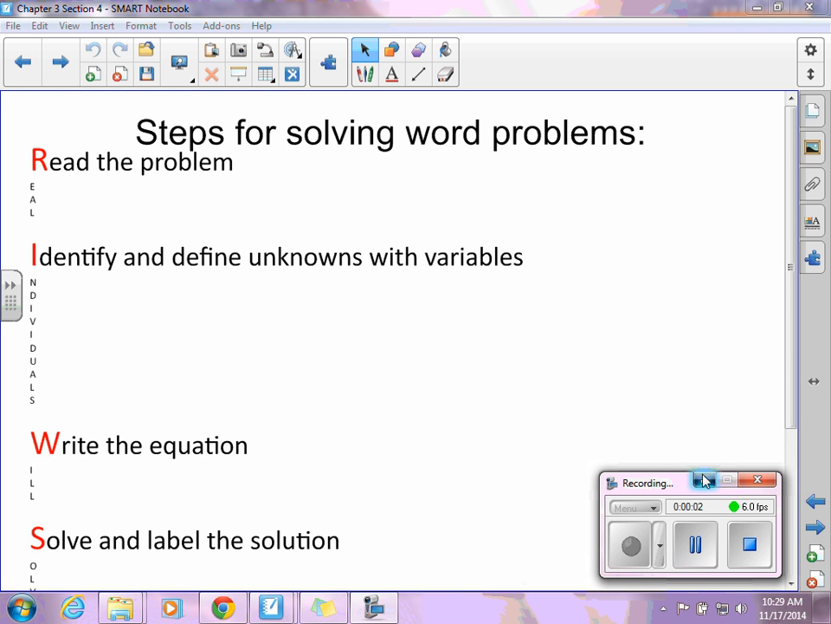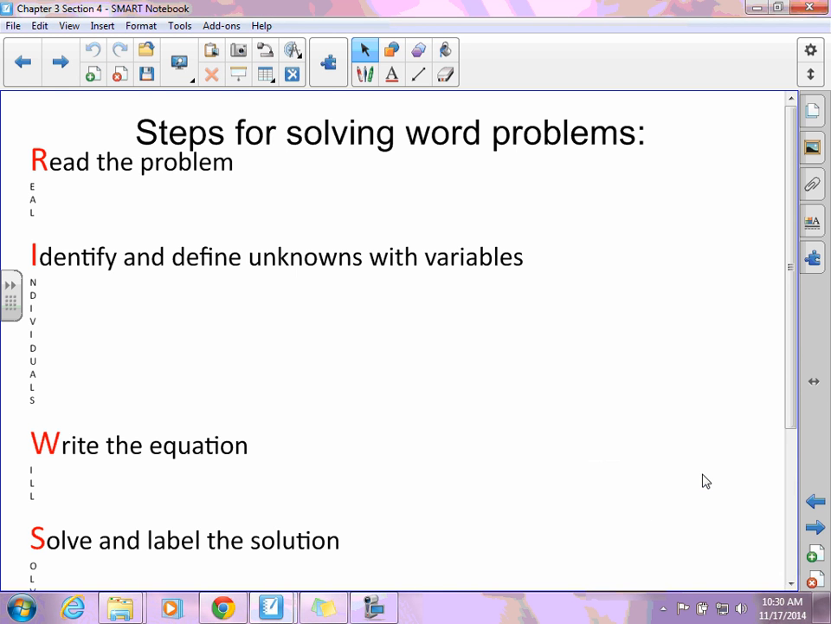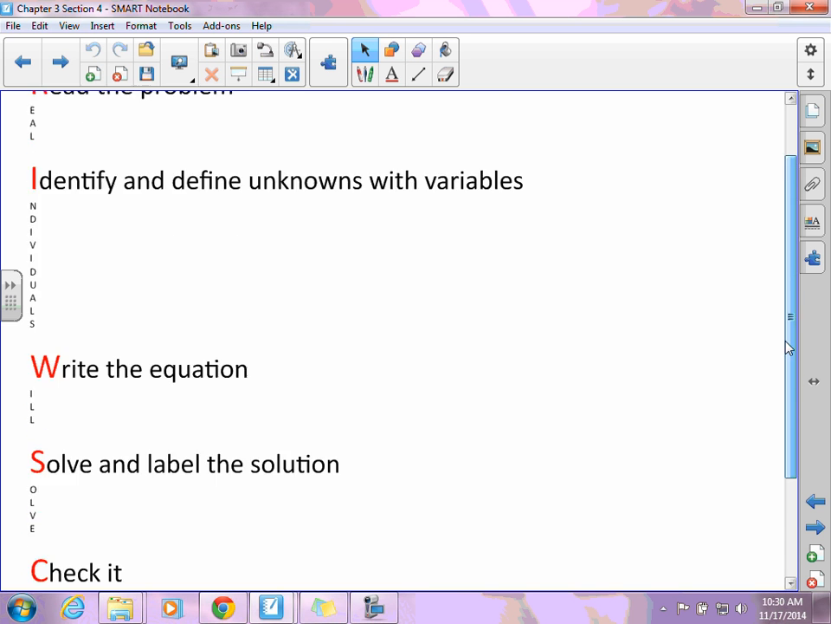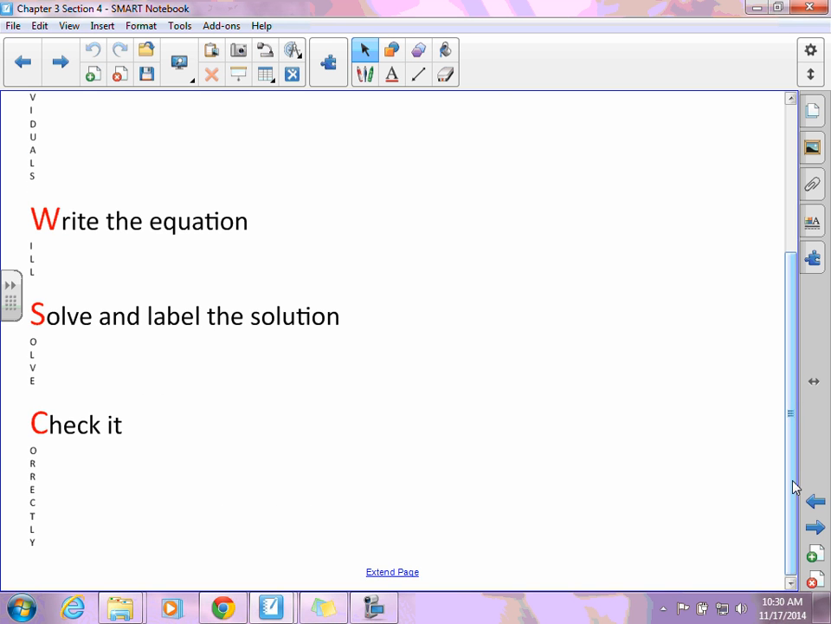So today what we're going to do is work on the word problems. This is from section 3-4 that we talked about before that we were going to cover. I have a saying that you're going to use when you solve word problems. It's REAL, you'll notice off to the side, real individuals will solve correctly. See it? Kind of like the Please Excuse My Dear Aunt Sally stuff that we've done in the past.